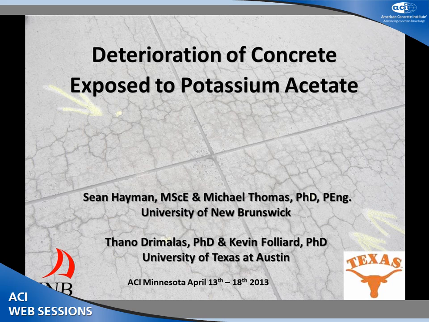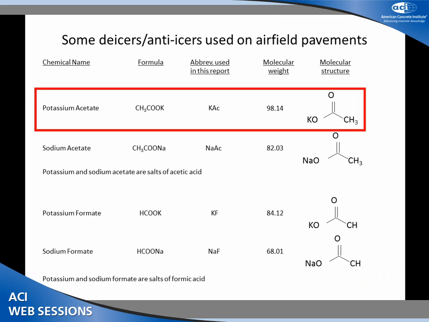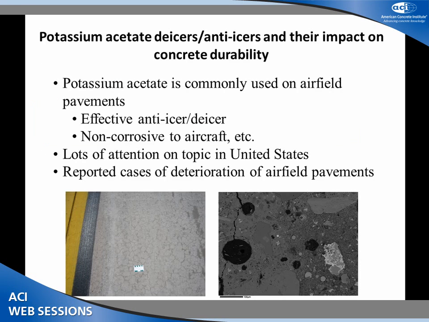So I'm going to start off with a brief background on why we went to all the laboratory tests later on in the presentation. I think we've gone over a few different types of deicers and anti-icers so far today, but we are going to be mostly on potassium acetate during this presentation. Potassium acetate is a commonly used anti-icer and deicer on airfield pavements. It's used because it is very effective and very non-corrosive to aircraft, and I know we're happy we don't have airplanes out there that are corroding.